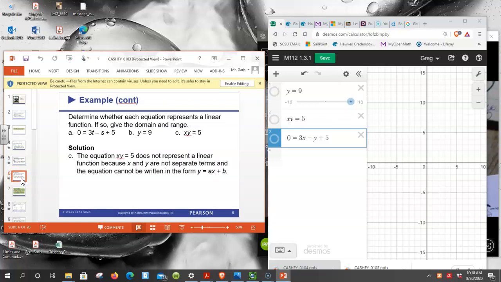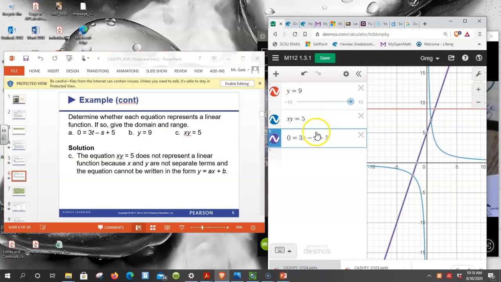Determine whether this is a linear function. We did that already. Oh, also give the domain and range. Okay. So domain and range. So the domain of this one here allows any value for x, so negative infinity to infinity. So x could be anything, negative infinity to infinity here, right? Range is only one y value, just 9. So the range is just 9.